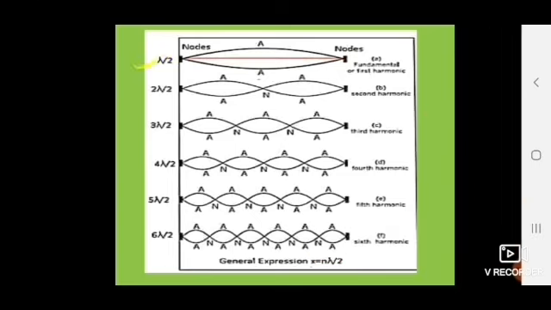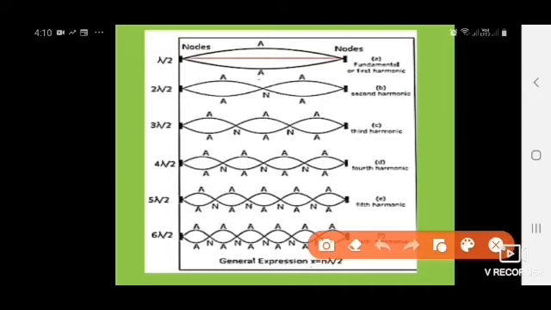3. In the first case, p is equal to 1, means L is equal to lambda by 2. In the second case, when there are two loops, then L is equal to 2 lambda by 2. In the third case, there are 3 loops, L is equal to 3 lambda by 2. In the sixth case, there are 6 loops and L is equal to 6 lambda by 2.